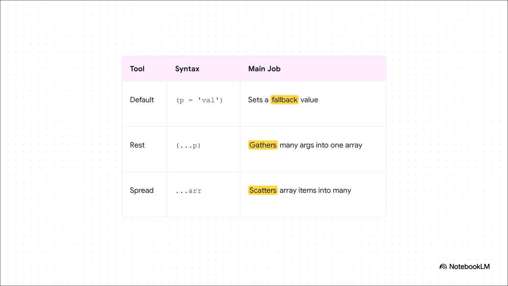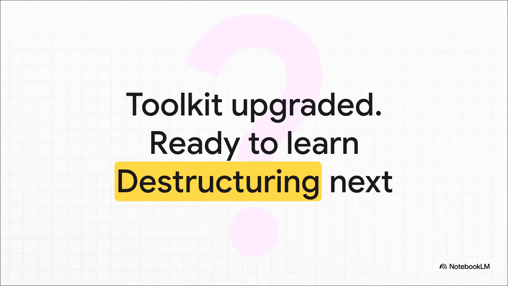If it helps, think of it this way. Use default parameters for safety to stop your code from breaking on missing values. Use REST parameters for flexibility to grab any number of inputs. And use the spread operator for manipulation to elegantly build or break apart your data. So now you have this amazing set of tools for putting data into your functions and structures with awesome flexibility. But what about getting data back out just as cleanly? Your toolkit is upgraded. So are you ready to deconstruct some data with our next explainer on destructuring?